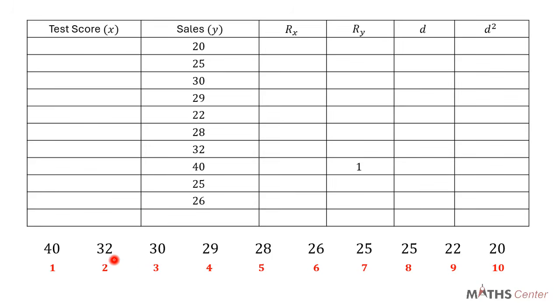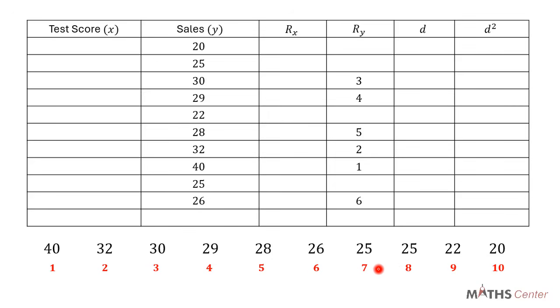32 also occurs once, so it will have a rank of 2. 30 will have a rank of 3, it occurs just once. 29 will have a rank of 4. 28 will have a rank of 5. 26 will have a rank of 6. Now 25 occurs twice, and the rank here is 7, the rank here is 8.